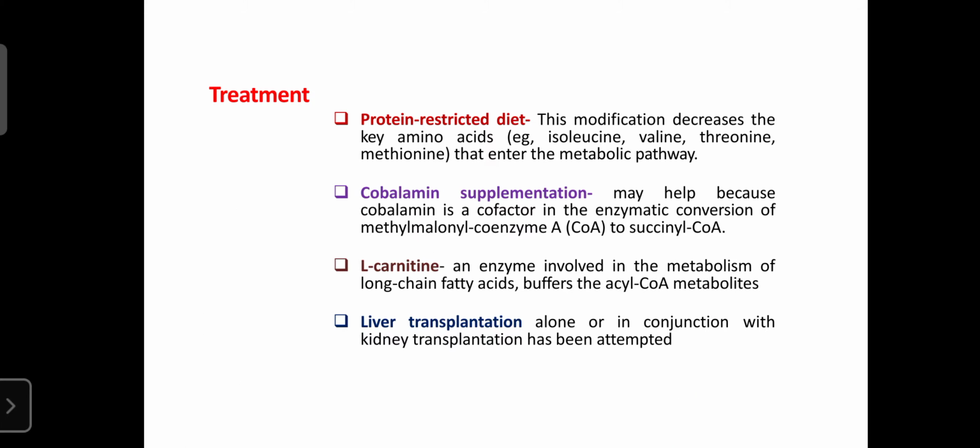Regarding the treatment, once again it is treated by restriction of the protein diet, or modifying the diet to decrease the level of isoleucine, valine, threonine, methionine in our food. Then give a cobalamin supplement, which is a vitamin. Then we can also administer L-carnitine, and liver transplantation is also helpful for the treatment of methylmalonic aciduria.